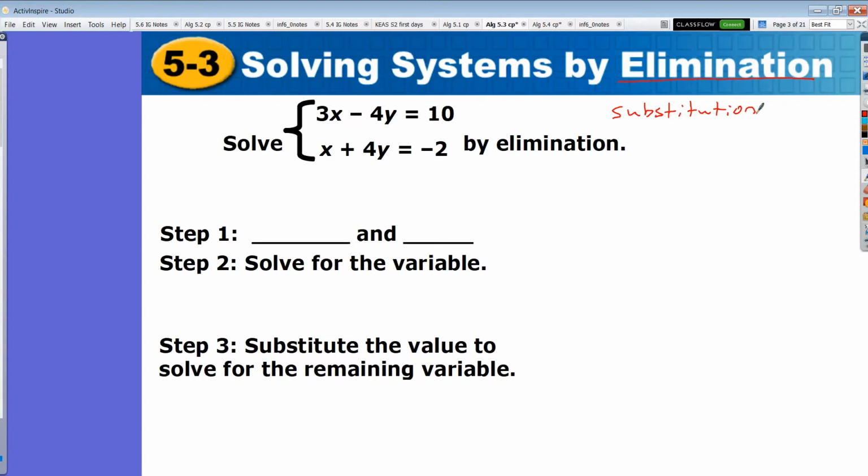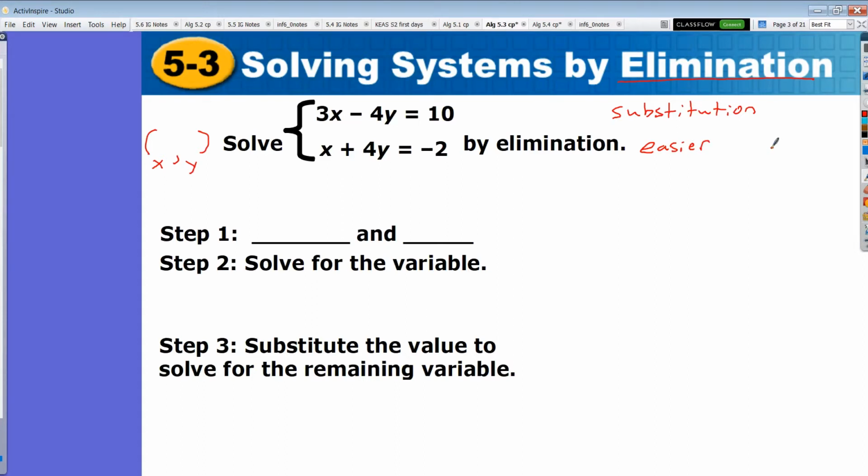All right, so today I'm going to show you guys a different method using elimination. We're still going to be using algebra, and we're still trying to find the same thing. We're still trying to find where these two lines would cross on the graph, okay? The point where these two lines would cross. Okay, so elimination, this method is so much easier than substitution, okay?